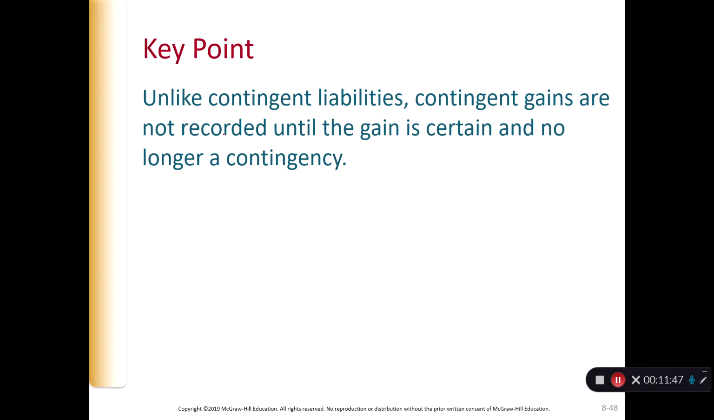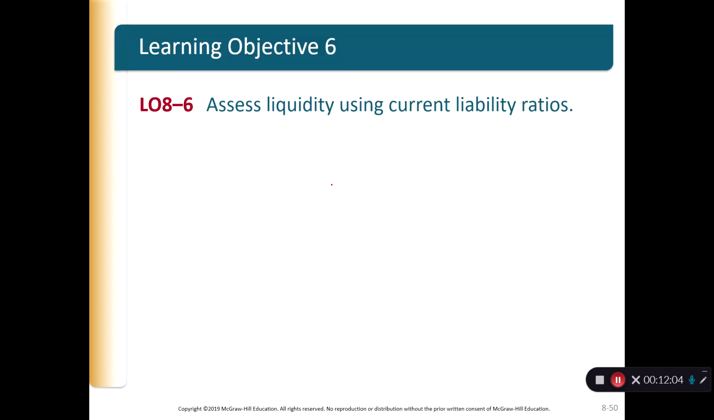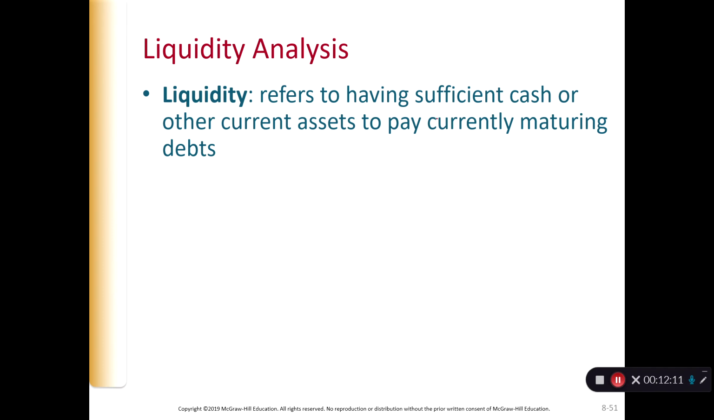Okay, so the key point is that, unlike contingent liabilities, contingent gains are not recorded until the gain is certain and no longer a contingency. Very important. Okay, liquidity analysis. Liquidity analysis means we want to assess liquidity by using the current liability ratio. So what is liquidity? Liquidity refers to having sufficient cash, cash equivalents, or other assets to pay currently maturing debts.